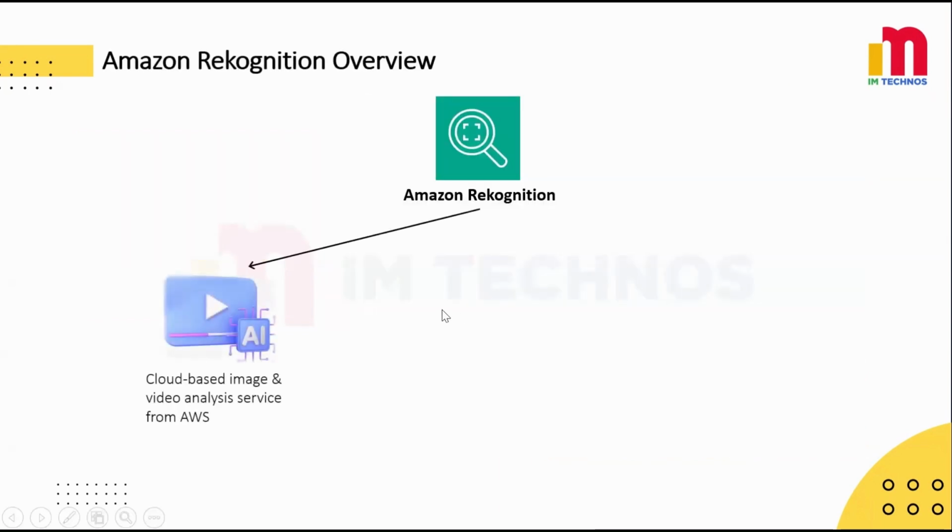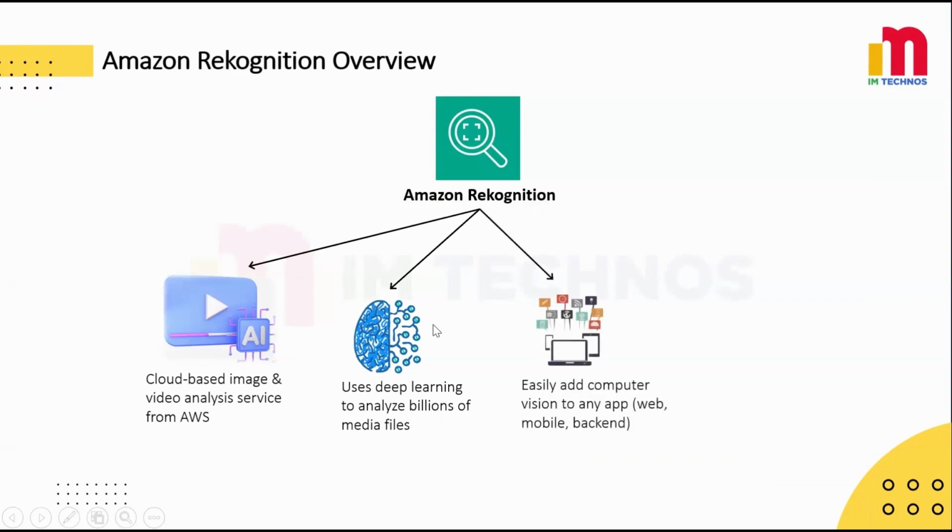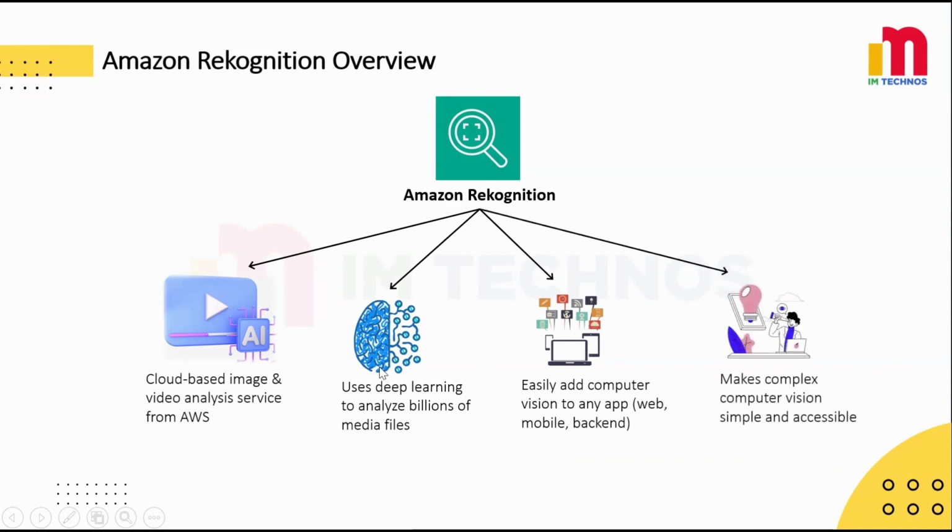Amazon Rekognition is a cloud-based image and video analysis service from AWS. It uses deep learning, the same technology Amazon uses internally to analyze billions of images and videos every day. With Rekognition, you can easily add computer vision features to your applications, whether it's web, mobile, or backend systems. Just upload your image or video to Amazon S3, call the Rekognition API, and you instantly get the analysis results. So if you ever thought computer vision was complicated, Rekognition makes it simple.